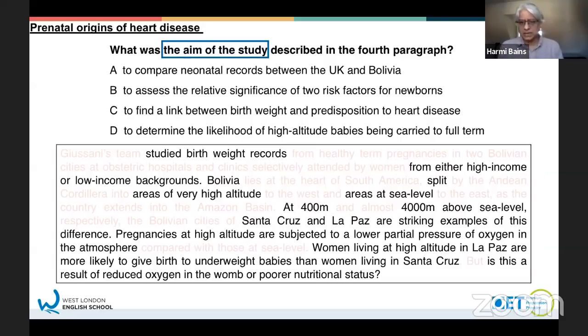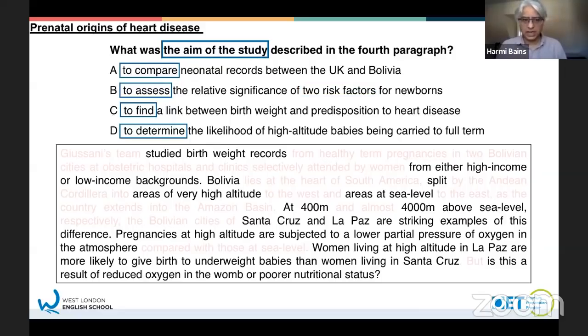So really looking at the whole paragraph, you think, what is the gist of this paragraph? What is really the purpose of this study? It's all about a study, but what actually is this study? What is it looking at? And that's what you've got to determine. What you notice about the answer options is that they all begin with verbs: to compare, to assess, to find, to determine. Sometimes the verbs are quite similar and you don't really need to pay attention. Here they're slightly different.